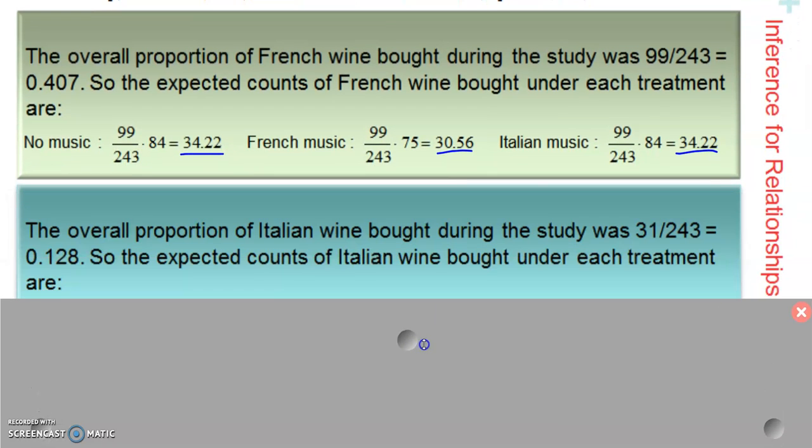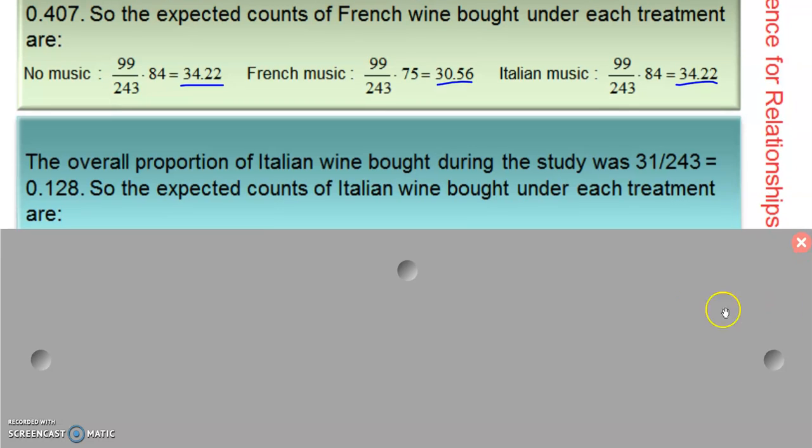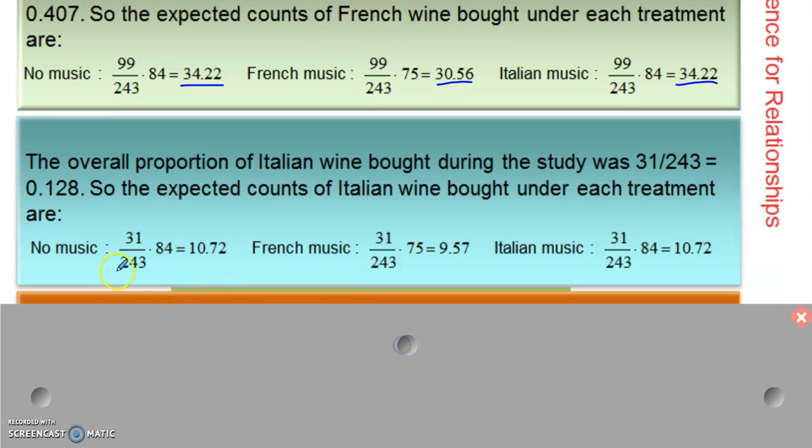And then I do the same thing for Italian wine. Overall, there were 31 total bottles of Italian wine sold. Out of the total number of bottles, I expect about 12.8% of the wine I sell to be Italian, no matter what music's being played. So I do that fraction times the total 84, that fraction times the total 75, and that fraction times the total 84 to get these 3 expected counts.